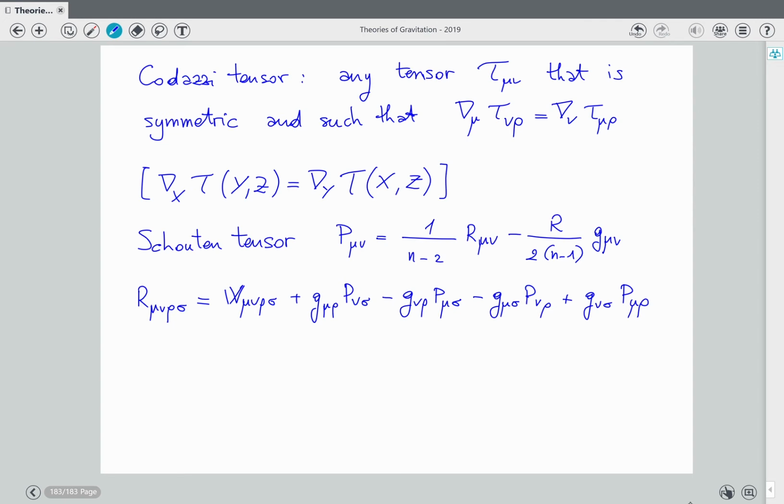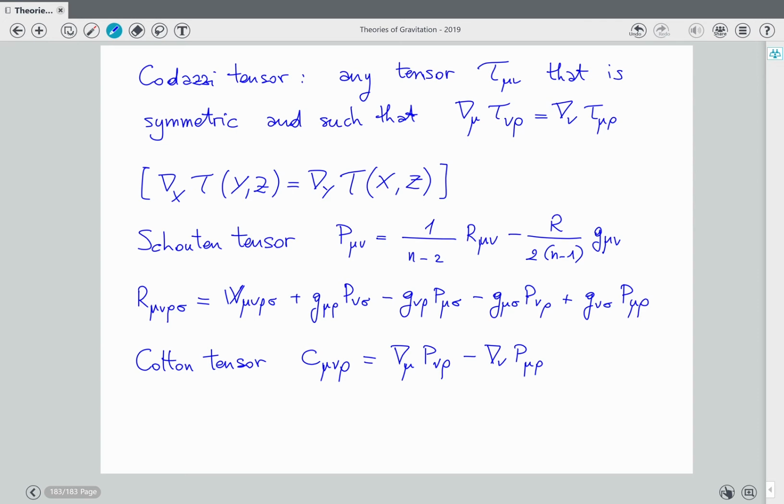And then the last one is the Cotton tensor, which is a tensor with 3 indices, and that is defined in terms of the Schouten tensor: del mu P nu rho minus del nu P mu rho. What is this useful for?